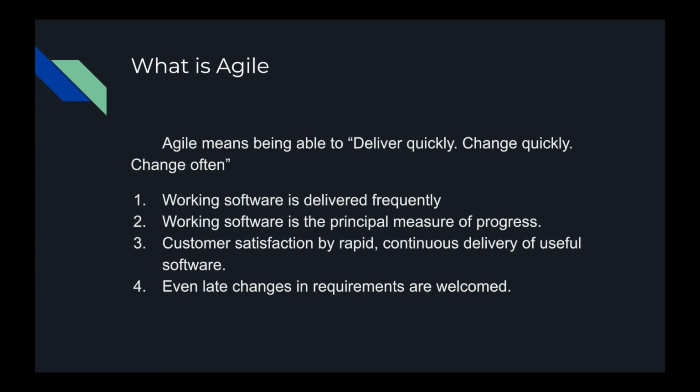Third, since we're usually delivering useful software to the customer, they will feel satisfied, because the customer will change his mind. What the customer wants a few months ago might not be what they want right now. Fourth, since Agile mostly uses iterations, we divide the whole development process into several iterations, and then we can accept changes in the requirements.